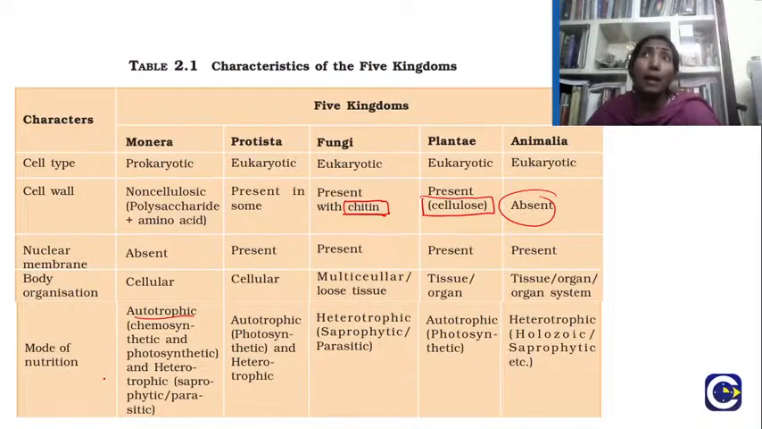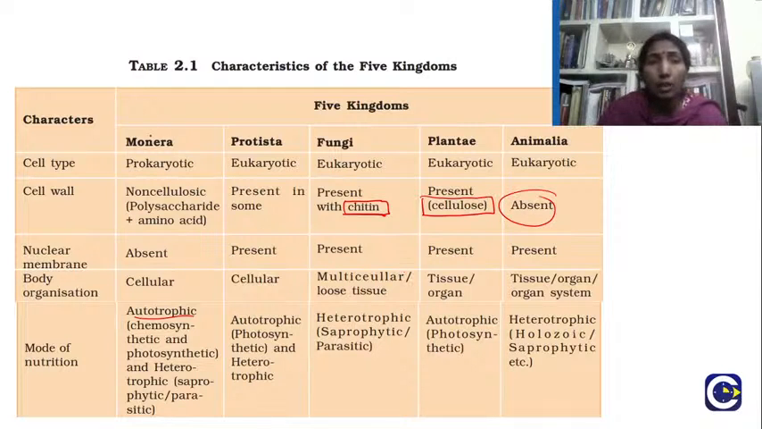Or they can be parasitic. Parasitic, what is that? It sits on another organism and takes all the food it needs from it. So they can be either autotrophic or heterotrophic here, Protista also. Now for Fungi, they can be heterotrophic, that is either saprophytic or parasitic. But when Plantae comes, they are autotrophic, they are photosynthetic. What about Animalia? They are heterotrophic, dependent on others, they can be holozoic or saprophytic.